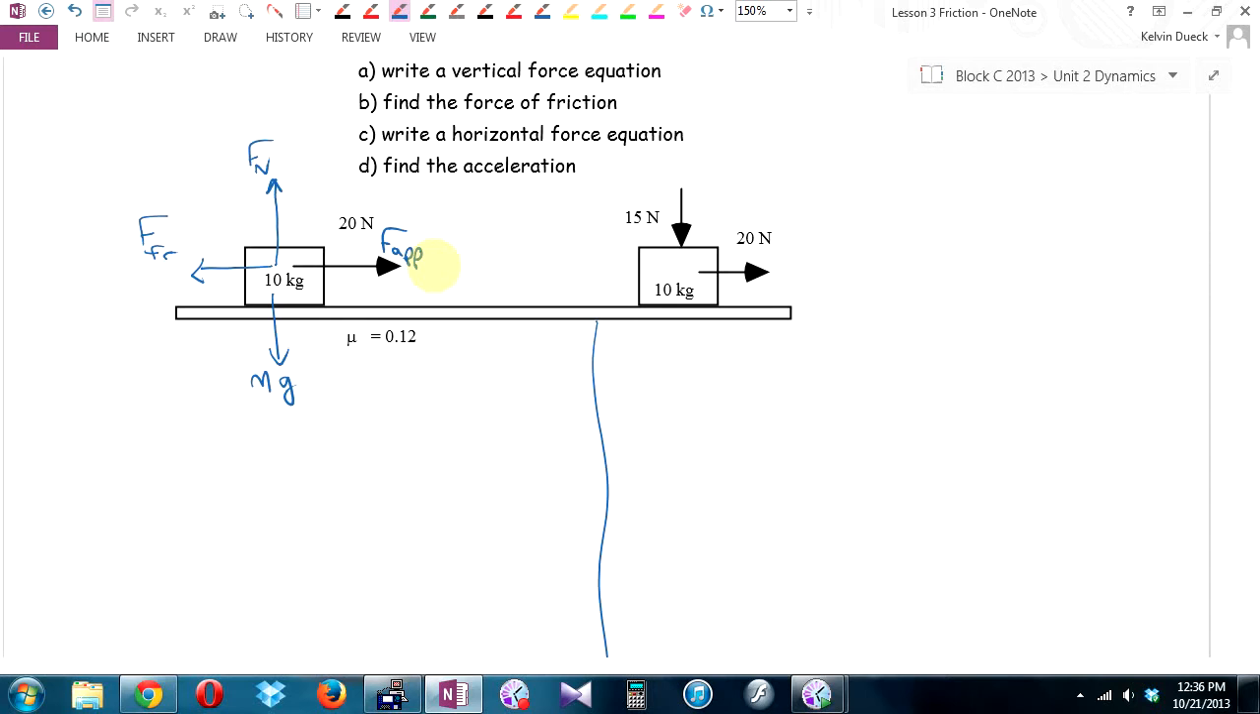Vertically, who's winning? It's a tie. So A does say write a vertical force equation. I could go like this: winner minus loser equals 0. I could say that because there is no acceleration. Or if you really, really wanted to be clever, you could, if you wanted to, move the mg over to this side, in which case you'd get normal force equals mg. Ha! That's probably what I would jump to. Either one's fine.